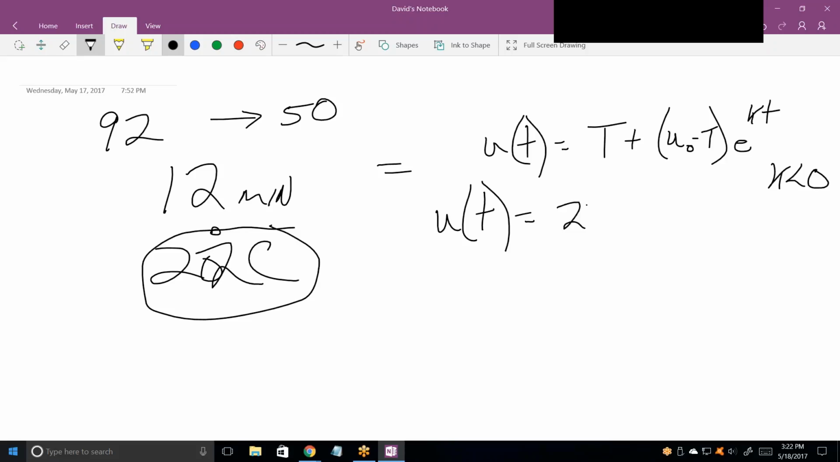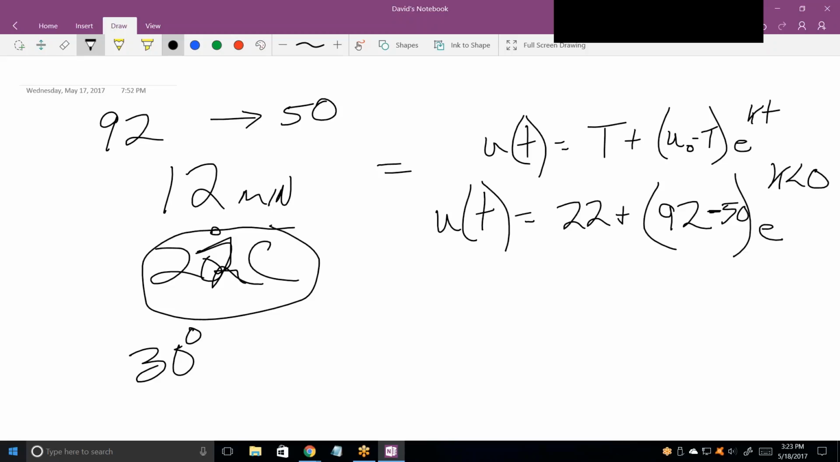Okay. So here, you want me to read the thing to you again? Yeah. Okay, so I'll go slower. A cup of coffee has cooled from 92 degrees Celsius to 50 degrees Celsius after 12 minutes in a room at 22 degrees Celsius. How long will the cup take to cool to 30 degrees Celsius? All right. So our equation is 22 plus the initial, that's what U sub 0 is, minus T, the constant temperature of the surrounding medium, all times e to the kt.